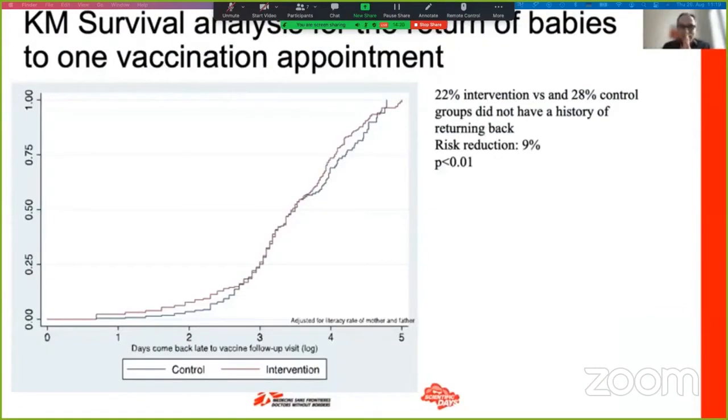Here, when we look at the impact of the app in terms of reminders, we can see that there is a risk reduction of around 9% in children coming back within a week, and this is an acceptable period of time. So according to the Ministry of Health, they will not be called defaulters.